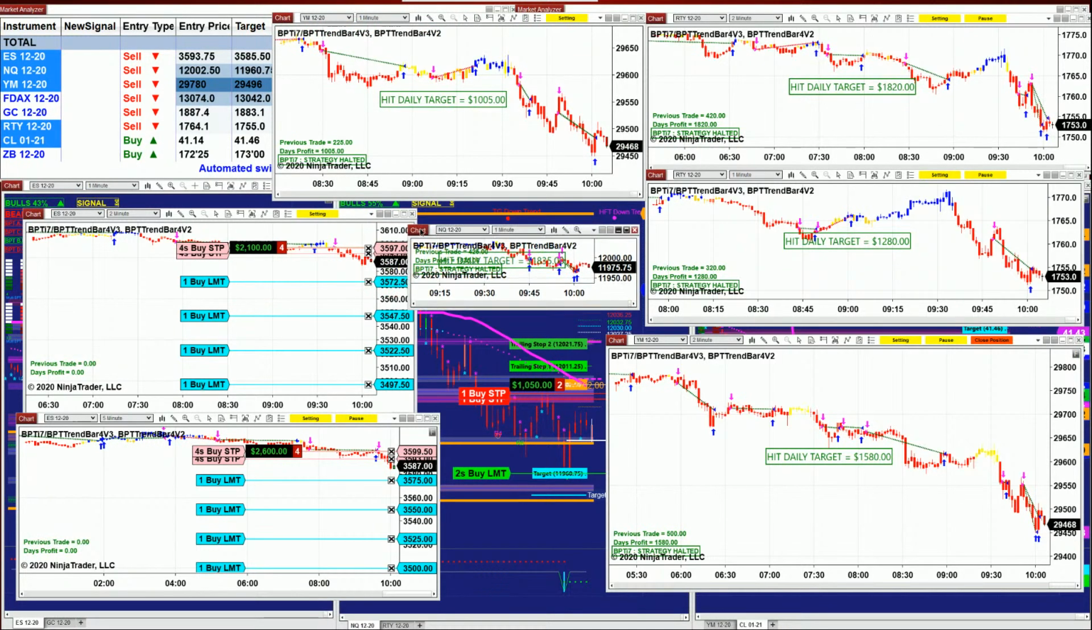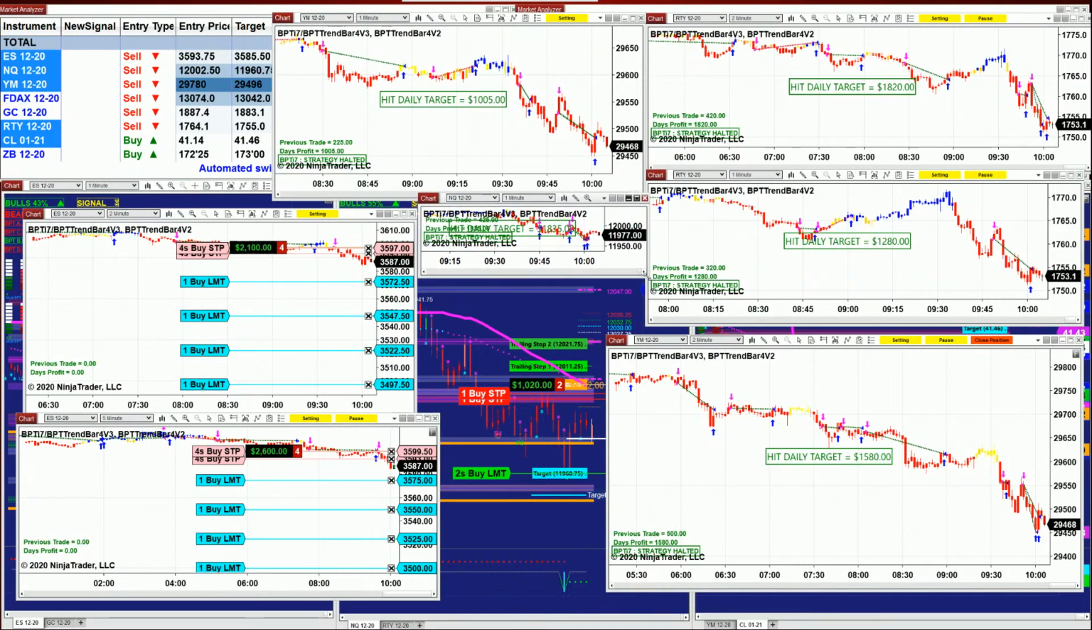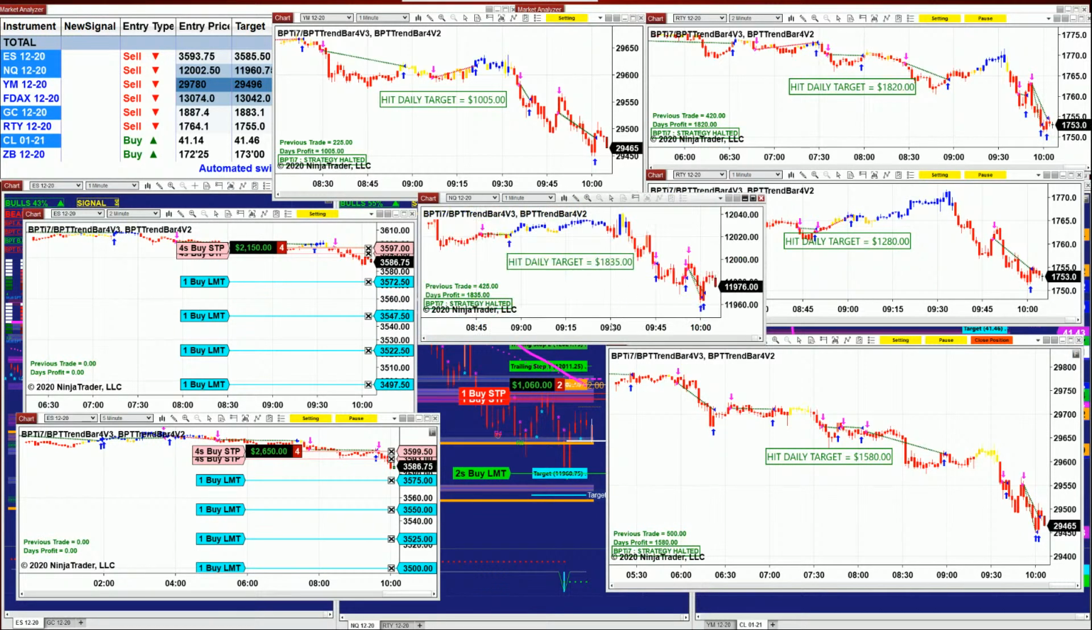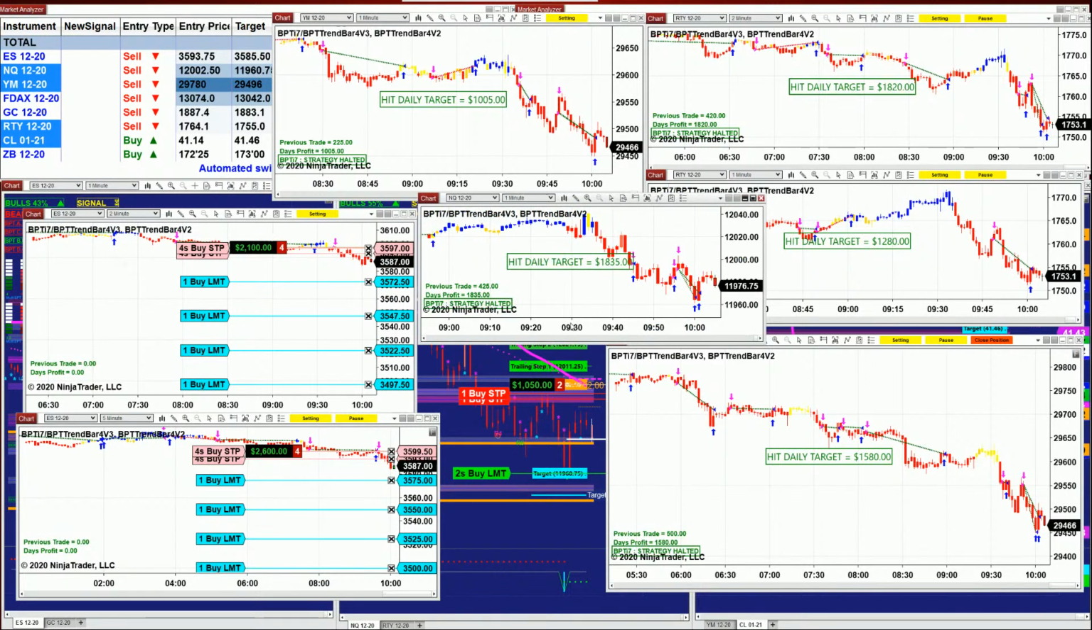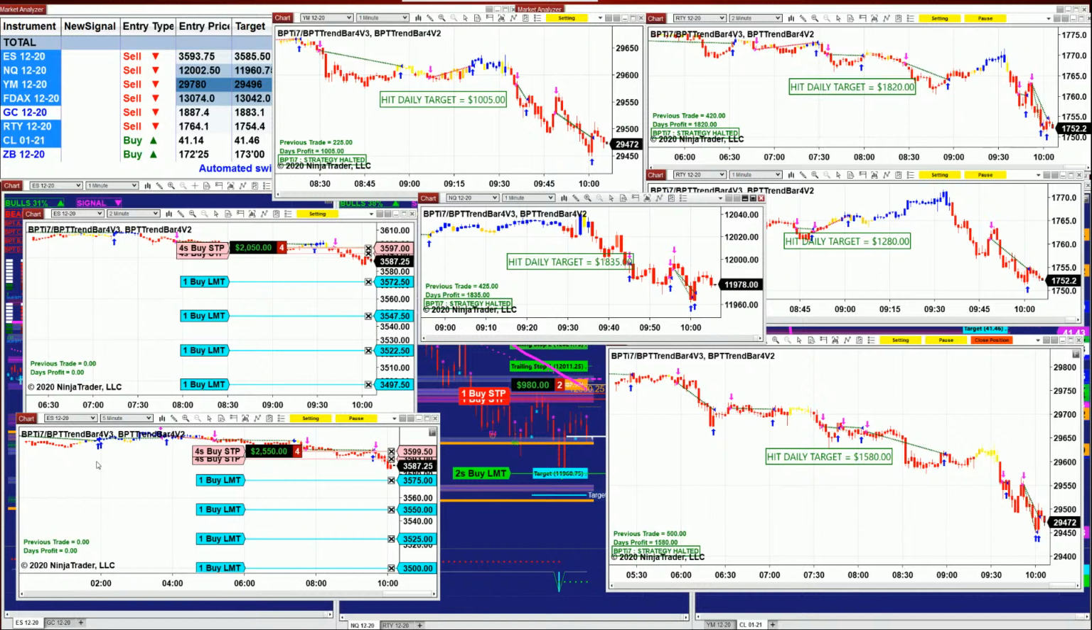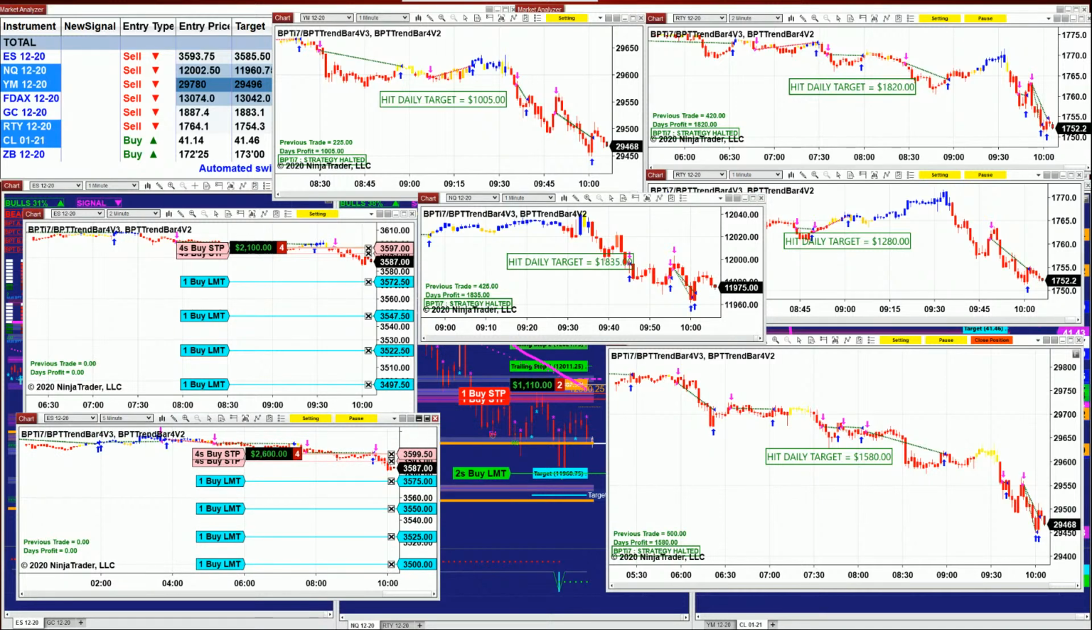The Nasdaq hit the target, and all those targets are on 1,000. Anything above 1,000 stays in the auto trade, like you see on the ES, and the 2 minutes and the 5 minutes. The target is 1,000, but when the market is going in your direction, it's going to stay in your direction.